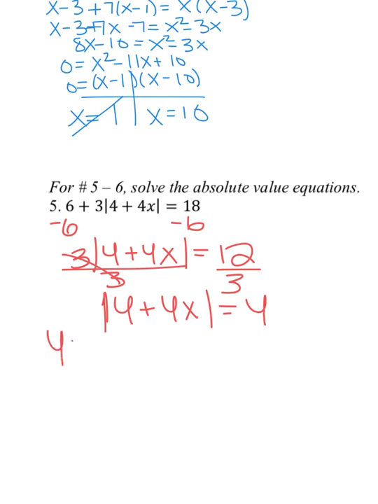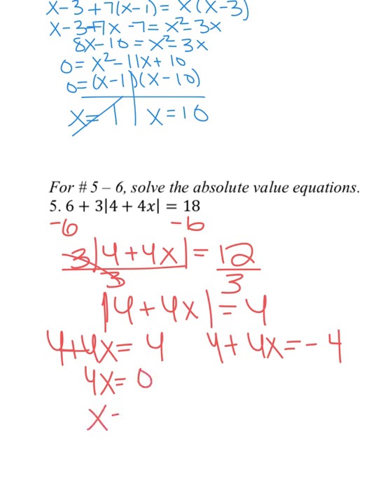I set up two equations. 4 plus 4x equals 4, and 4 plus 4x equals negative 4. That's absolute value. It could be positive or negative, and it'll give you the same number. So when I solve this, I get 4x is equal to 0, so x equals 0. Over here, 4x equals negative 8, so x equals negative 2. Have to plug them both back into the original equation. When I plug 0 in, it works. When I plug negative 2 in, it also works. So nothing gets rejected for number 5. You get two answers.